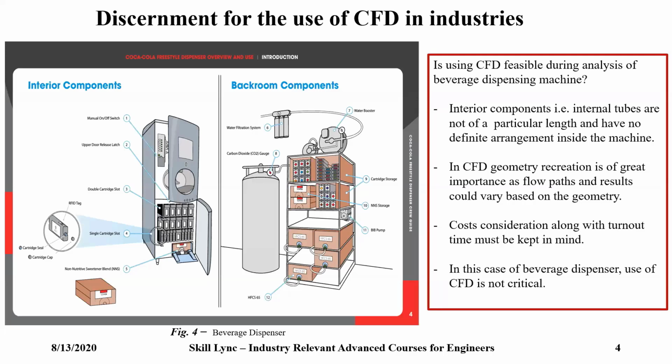So you answer these questions. The interior components, that is the internal tubes, are not of a particular length. They have no definite arrangement inside the machine. And in that case, using CFD would not be a wise decision, because in CFD, geometry recreation is of great importance as we go through the flow paths. And the geometry creation will give us the result that we are looking at. So we also look into cost consideration along with the turnaround time. If for a small piece of equipment we are using over 2 weeks of time to give a flow result to the customer, they are probably going to overlook CFD results and go into manual, EFD, experimental-based results. So in this case of the beverage dispenser, the use of CFD is not as critical.